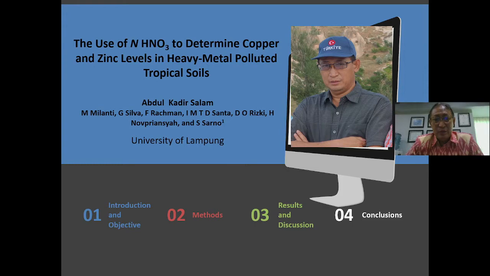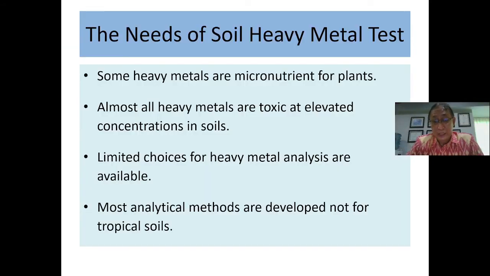Today, I want to use this opportunity to present the result of my current research in the University of Lampung. The title is The Use of One Normal Nitric Acid to Determine Copper and Zinc Level in Heavy Metal Polluted Tropical Soil. This research was stimulated by the fact that some heavy metals in soil are a micronutrient for plants, and almost all heavy metals in soil systems are toxic at elevated concentration.